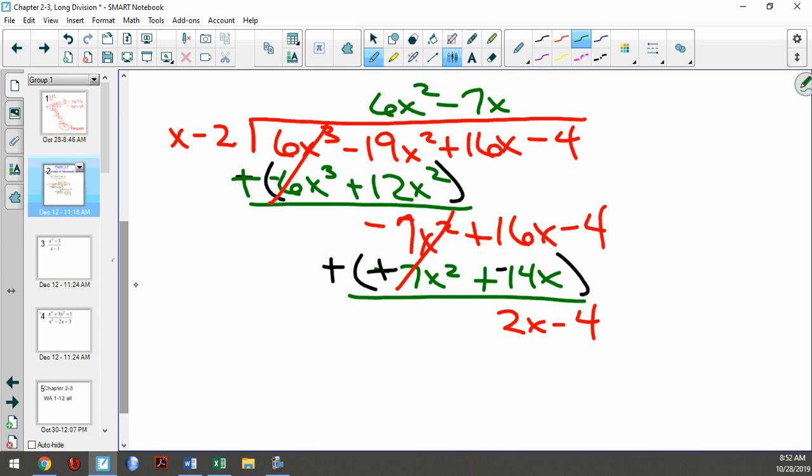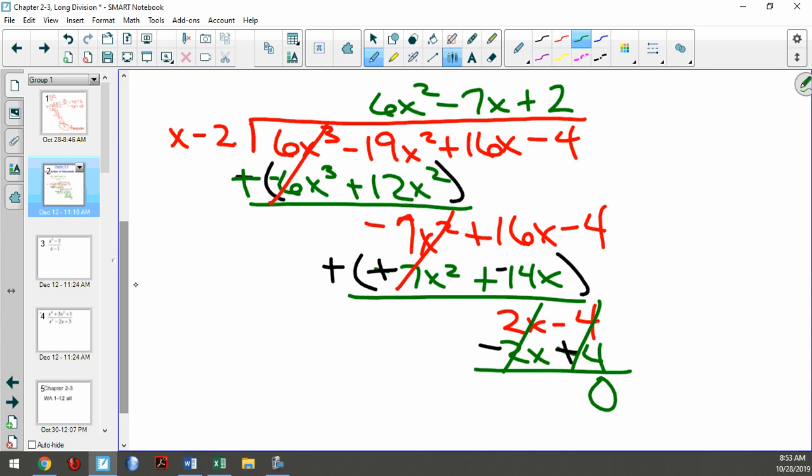Do it again. What do I multiply x by to get a 2x? A 2. So this is a plus 2. What do I do on the diagonal? Multiply. So what is 2 times x? 2x. What is negative 2 times positive 2? Negative 4. And what do I do now? So change the signs and make that a negative 2x and make that a positive 4. And add straight down. And I have 0.